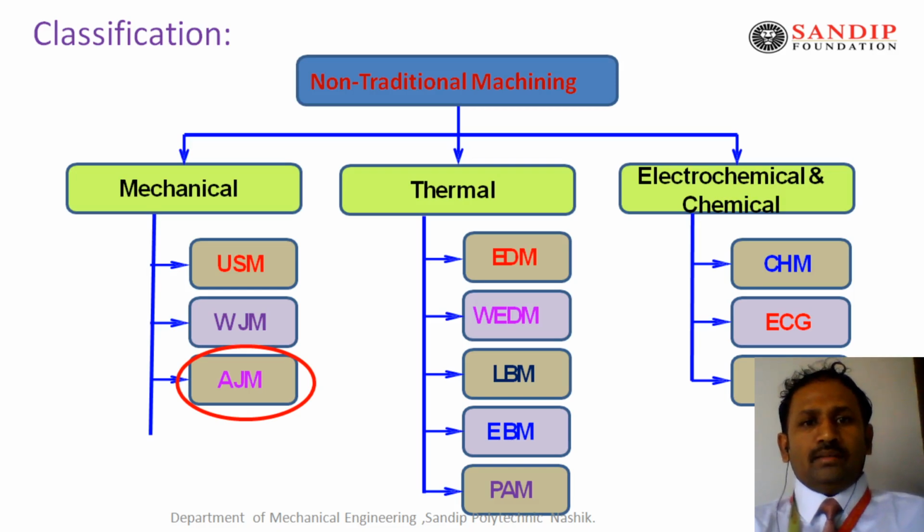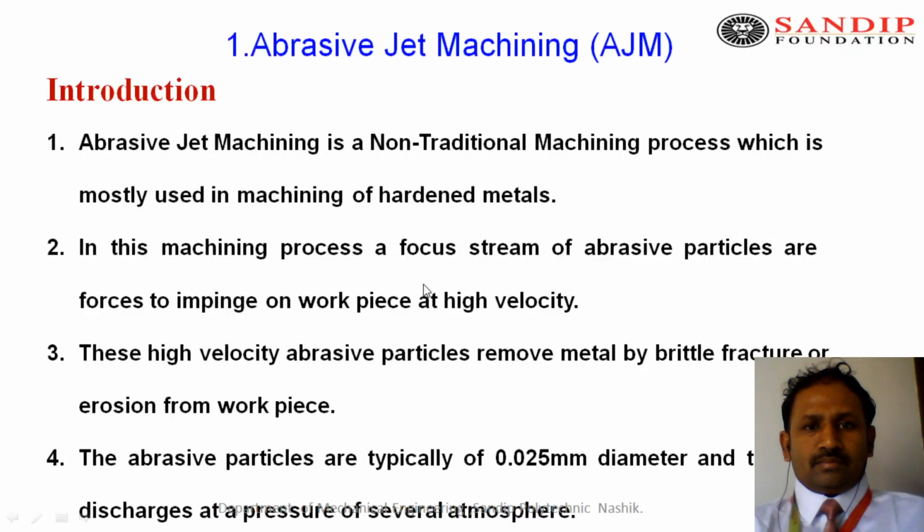As per the energy level, they are mechanical, thermal, and electrochemical. So we are going to see first the abrasive jet machining process. Now the first process, abrasive jet machining process. It is an advanced manufacturing process.